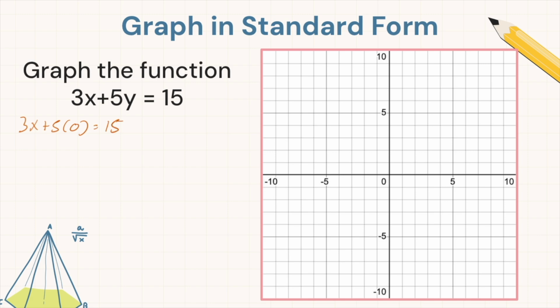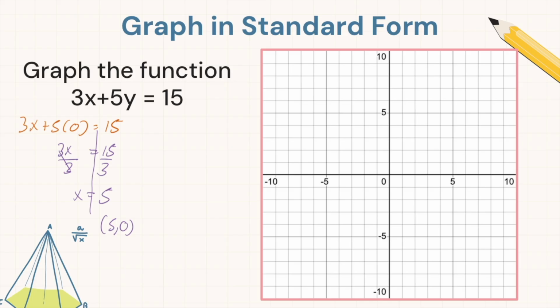Now we're going to draw our wall and solve our equation. So 5 times 0 is 0. We end up with 3x equals 15. Divide both sides by 3. 3 divided by 3 is 1, or 1x. And 15 divided by 3 is 5. So we know our x-intercept is now 5. So that's going to look like (5, 0) on our coordinate plane.